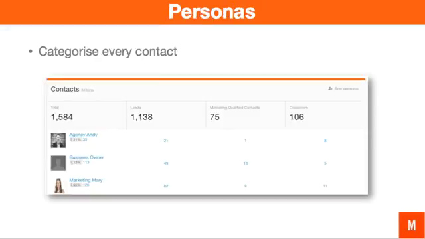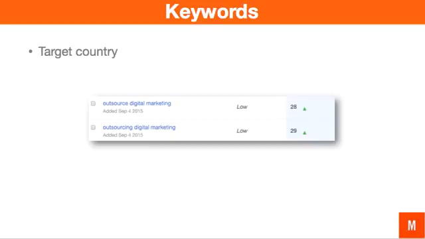Also, don't forget to add your personas. This is done on the home page of HubSpot or the dashboard page. And it shows you essentially who your personas are, how many leads you have, how many marketing qualified leads, and how many customers are in that persona. It helps with showing you where to focus your efforts.